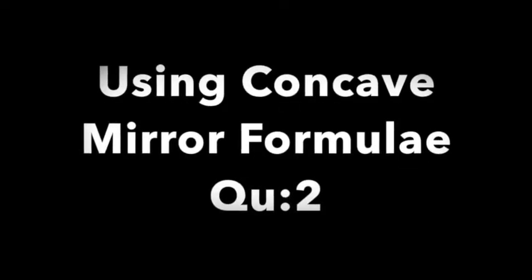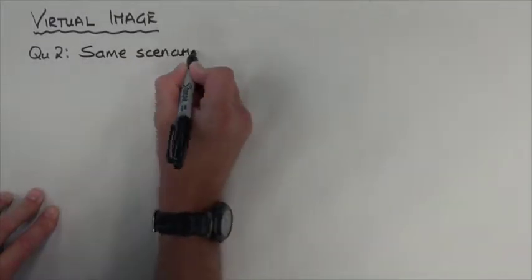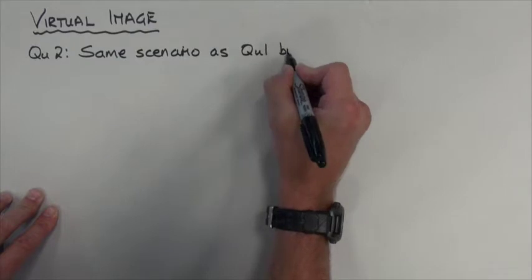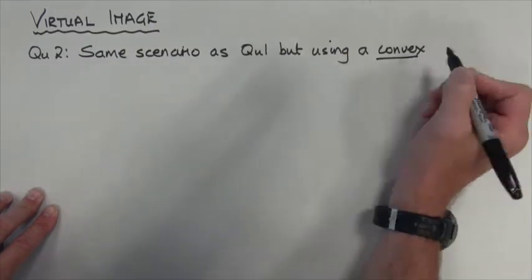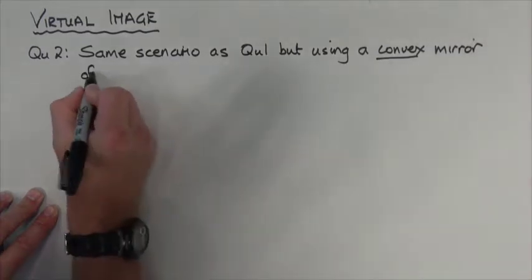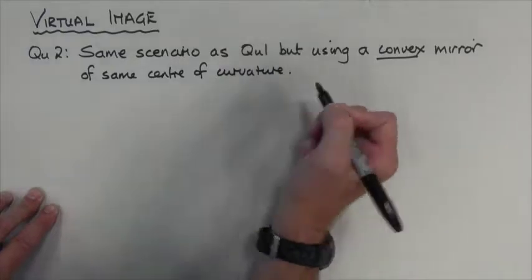In this video, we're going to be looking at concave mirror formulae for a virtual image. We're going to start off with the same scenario as we had in question 1, but instead of using a concave mirror, we're going to use a convex mirror. This mirror is going to have the same center of curvature, and we're going to be finding the same things. So what do we know?